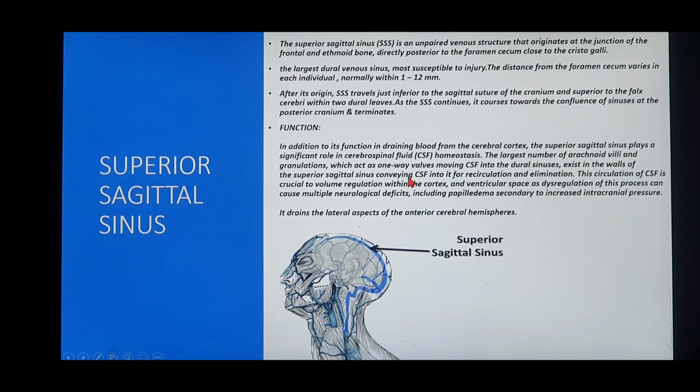But what is special about the superior sagittal sinus is that it has the highest number of arachnoid granulations, which give a lot of CSF into recirculation in this area. And it drains the lateral aspects of the anterior cerebral hemisphere. So these are the points you have to remember for the superior sagittal sinus.